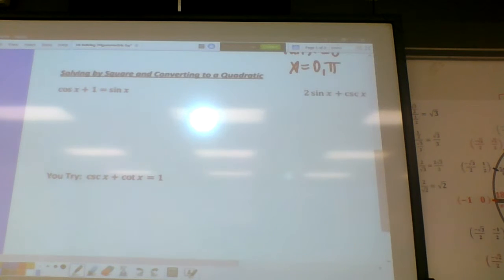So here we have a cosine of x plus 1 and a sine of x. And this is slightly different than the last problems, because the last problems we had some kind of square, didn't we? So the problem here is we don't have a square. Is there anything that relates sine and cosine together?